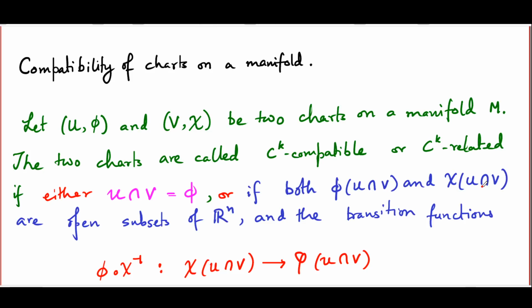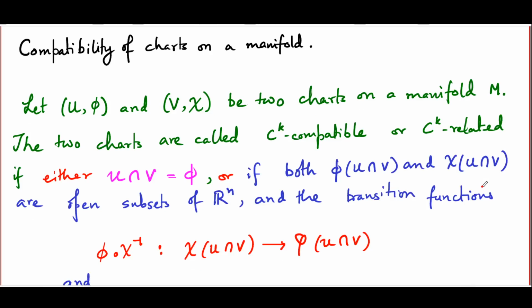Now, phi composite chi inverse is a map which cannot be defined over all of chi of v. Of course, if you took any point in chi of v and applied chi inverse to that, that will give you a genuine point on the manifold M. However, that point might very well lie outside the domain u of the first chart, and so phi may not be applicable to that particular point.